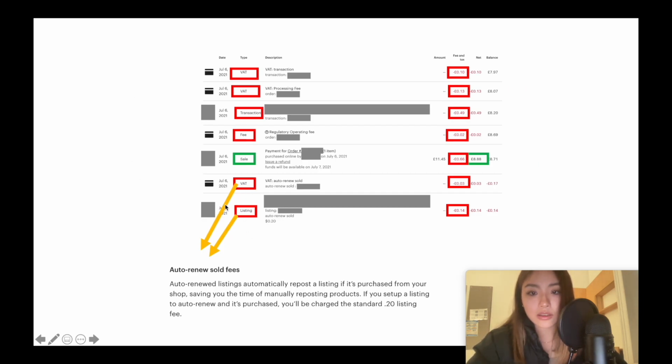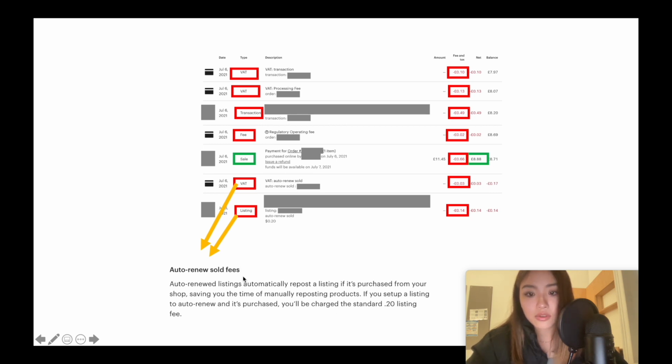So let's start with the listing fee and the VAT that goes with that. So this listing fee is something that you've got to pay when you list something on Etsy, as you already know. It's 20 cents or 14p in the UK, so it's a bit confusing because we're working in pounds here. Just be aware of that. So this is the listing fee, and every time you make a sale, it's going to charge you that 20 cents again. Okay, I know it seems a bit unnecessary. It's called the auto renew sold fee, but it's just how it is. And then there's VAT that goes along with that.